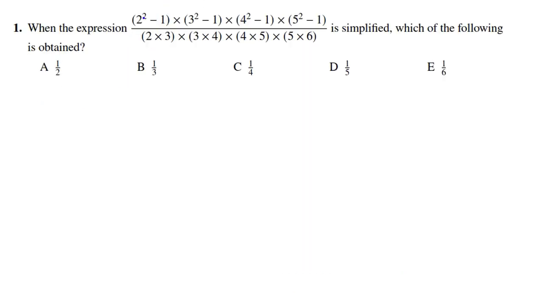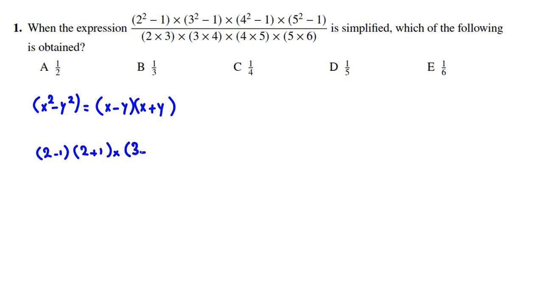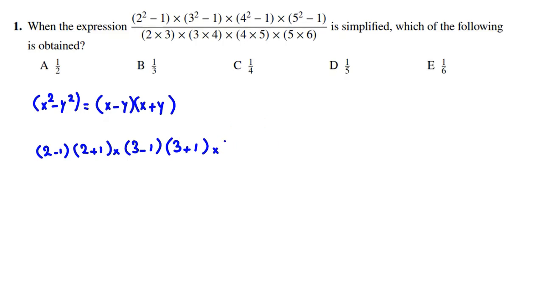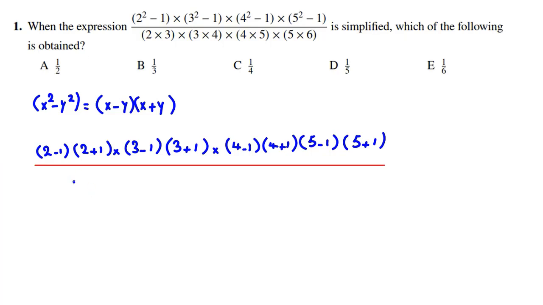Okay, here we can multiply, or for example, 2 squared minus 1 is 3, and simplify. One other way is to use this identity: x squared minus y squared is x minus y times x plus y. If we use that, it will be 2 minus 1 times 2 plus 1, times 3 squared minus 1 is 3 minus 1 times 3 plus 1, times 4 squared minus 1 is 4 minus 1 times 4 plus 1, times 5 squared minus 1 is 5 minus 1 times 5 plus 1, all over 2 times 3 times 3 times 4 times 4 times 5 times 5 times 6.